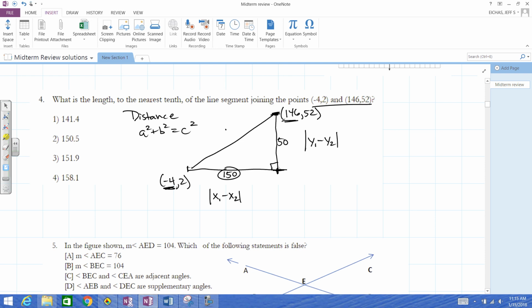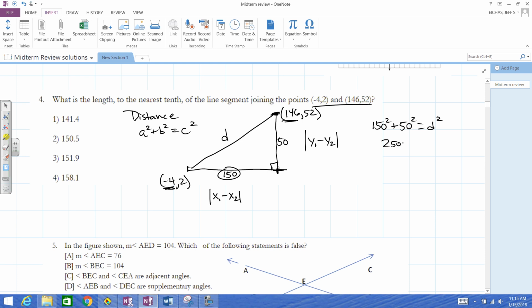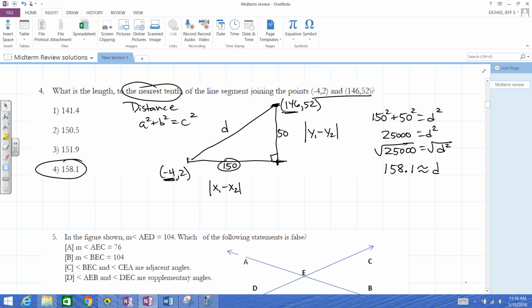All right, so now we want this distance. We're going to use 150 squared plus 50 squared. I use D, you can use C, however you want to do it. So that is, if you type that in the calculator, 25,000. Then once we square root both sides to get rid of the squared, we don't get a nice number, but it tells us to round. So type it in the calculator, you'll get 158.114. Nearest tenth is 158.1. So there's that one.